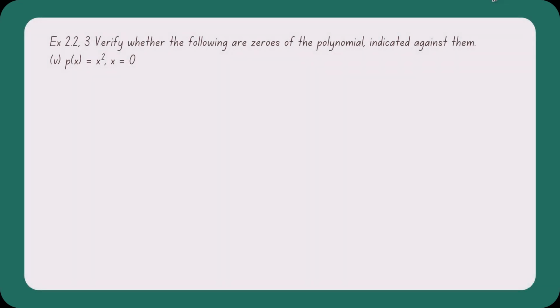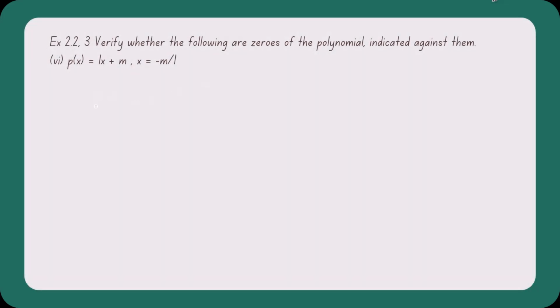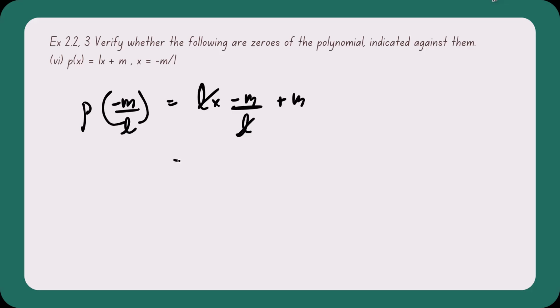This is also yes, because p of 0 is what? 0 square, which is 0 itself. So yes, x is equal to 0 is the 0 of the polynomial. Now next one, let's try this out. P of minus m by l. What happens? Substitute the value. It will become l into, what is x? X is minus m by l. So l and l will cancel. We have a plus m here. So minus m plus m, you're getting 0. So when you're getting 0, minus m by l is the 0 of the polynomial.